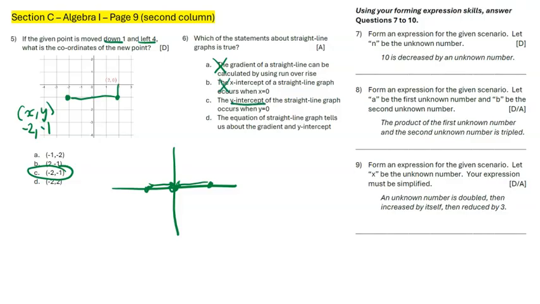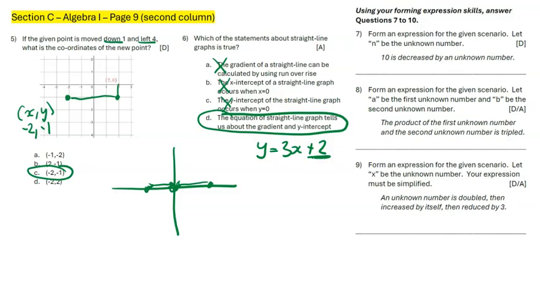The same thing here, y-intercept, y equals 0. So at the y-intercept, x must be 0. So I know that one there is wrong. And then finally, the equation of the straight line graph tells us about the gradient and the y-intercept, and that there is the correct answer, because let's just make up an equation here. y equals 3x plus 2. That's a nice straight line. Plus 2 is the y-intercept, and 3 is the gradient. So the equation of a graph tells us about those 2 things, which means I'm going to circle D as my answer.